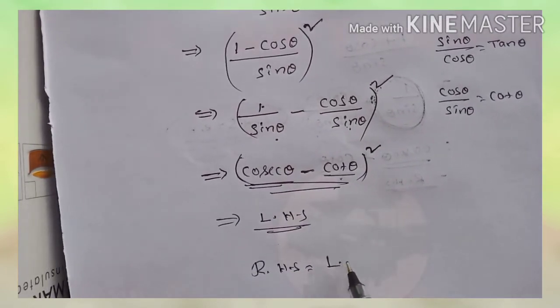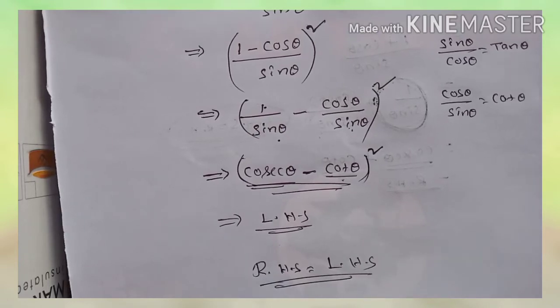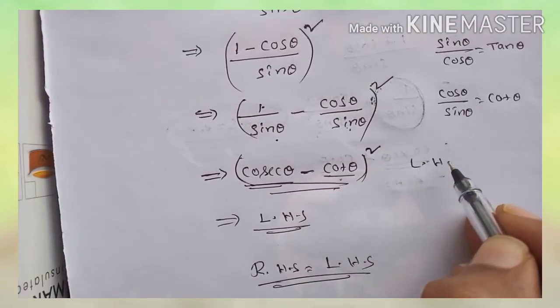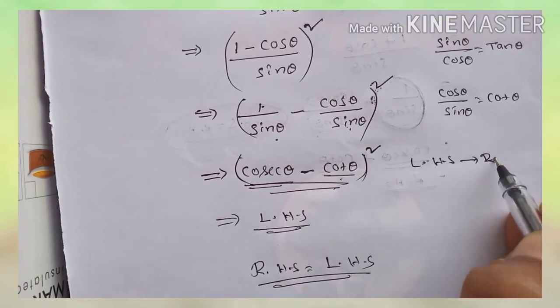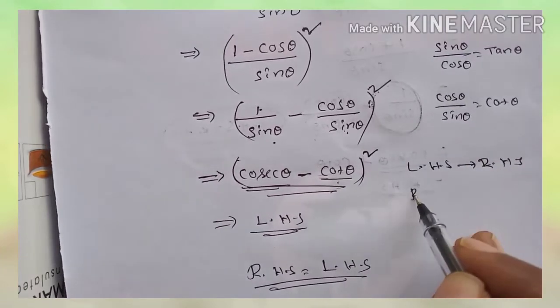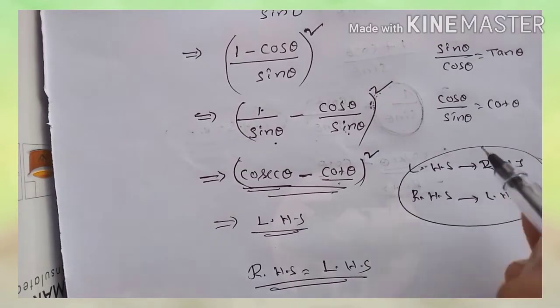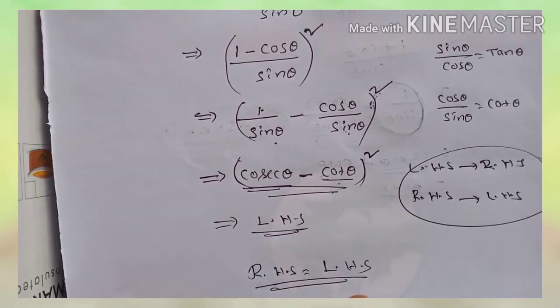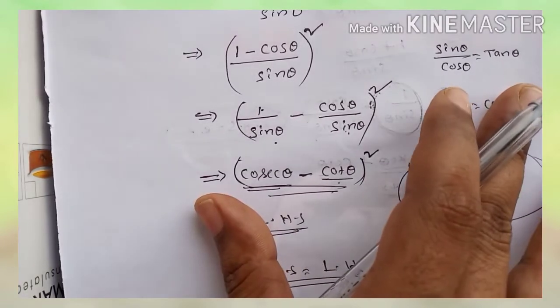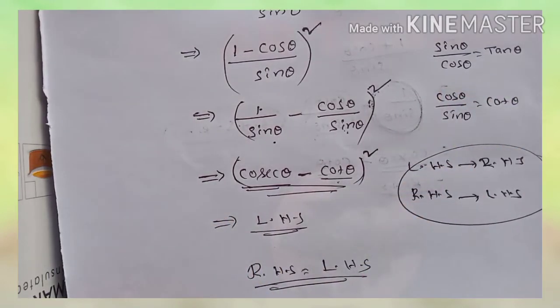is equal to LHS. In the previous problem we took LHS and solved to RHS. Now in this problem we started with RHS and went to the LHS. Any method is suitable, but in this case this method is suitable, so I have explained it this way. If you know any other method you can follow that method.